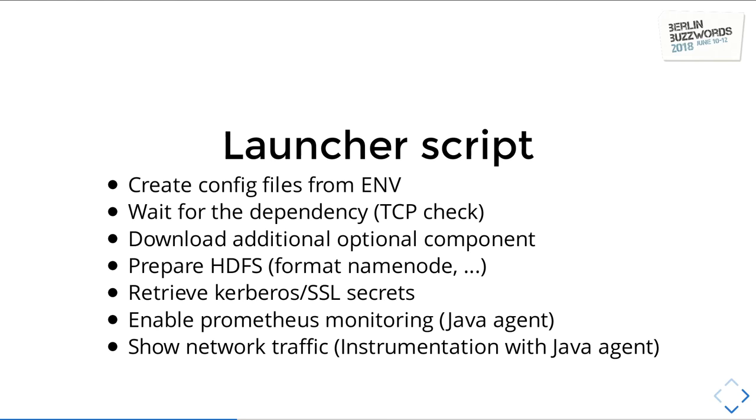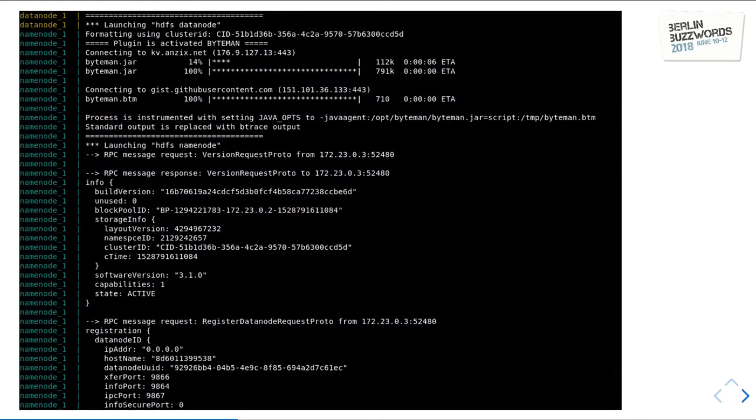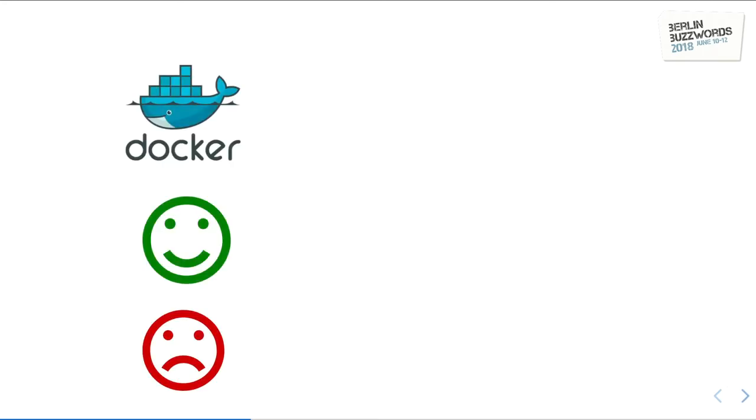My personal favorite is the last one. I don't know if you know what is in the wire between the Hadoop components. You know that there is protobuf, and the Hadoop components are just speaking with each other. In our launcher script, we have a simple Java agent. It can be turned on because we handle all of the applications in the same way. And this is a standard output where the standard log is replaced with the messages exchanged between the name node and data node, the master and worker. So I can see all of the network traffic with just one environment variable turned on. Yeah, I really like it.